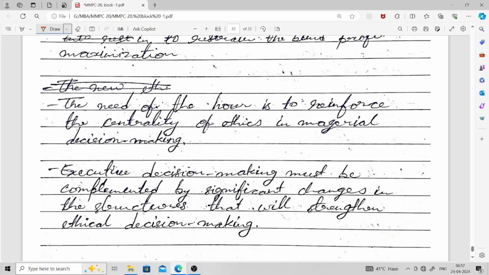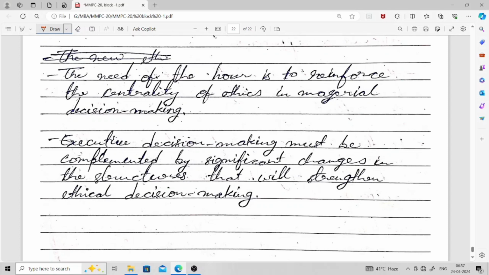The need of the hour is to reinforce the centrality of ethics in managerial decision making. Now you see what is given: to reinforce the centrality of ethics in managerial decision making. It means those who are at the top should first implement ethical values, then only things can go in the positive direction.